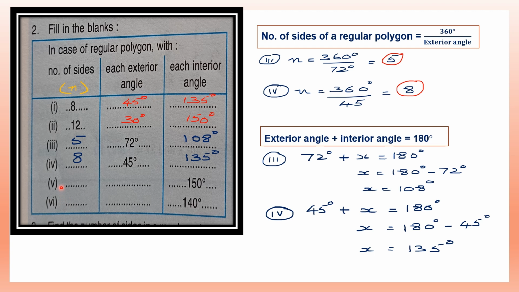Now we have to go to the fifth and sixth ones where the interior angle is given. You must find the number of sides and you must find the exterior angles.